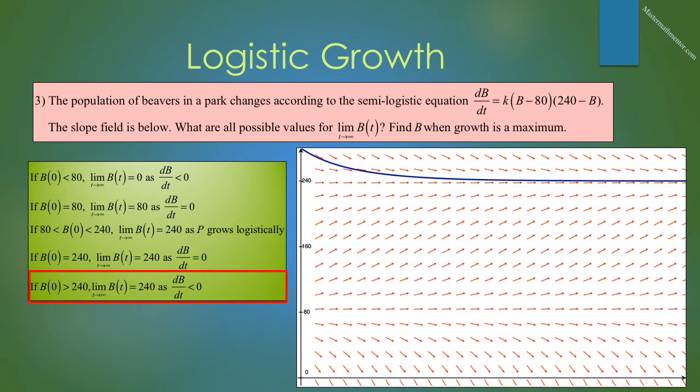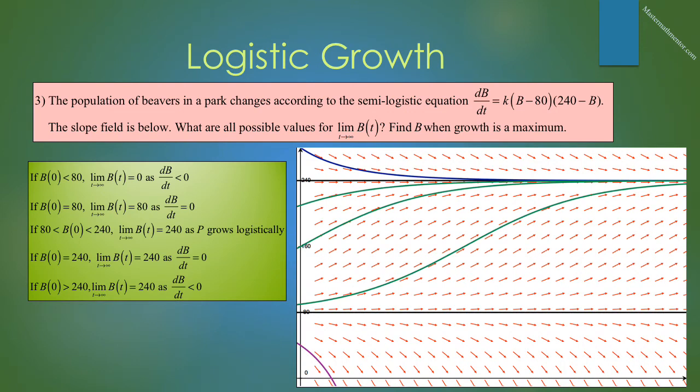Finally, suppose the initial number of beavers is greater than 240. Then by the slope field, dB/dt will be negative, and the limit of B(t) as t approaches infinity is equal to 240. Shown are all 5 possibilities on the slope field.